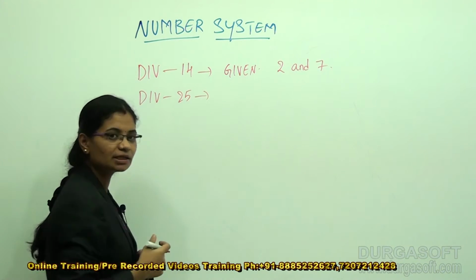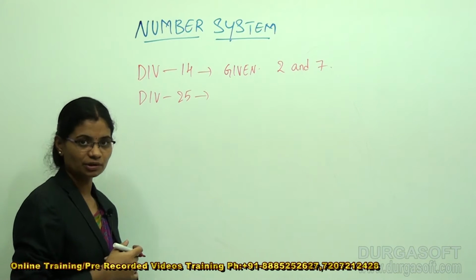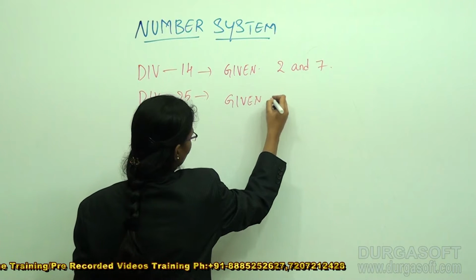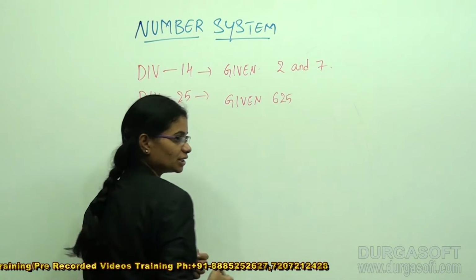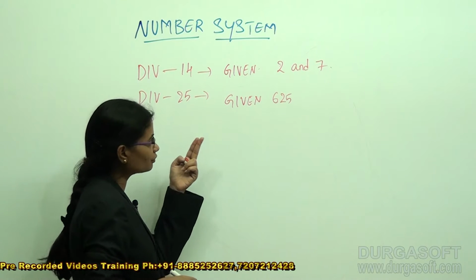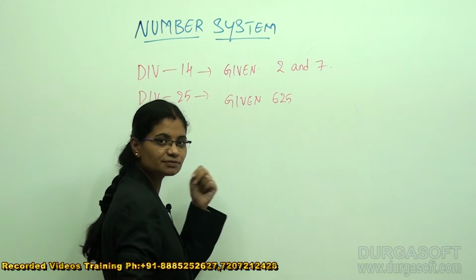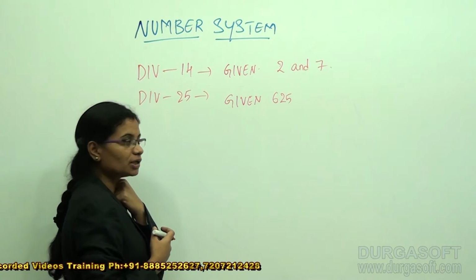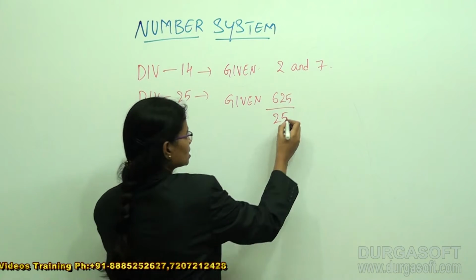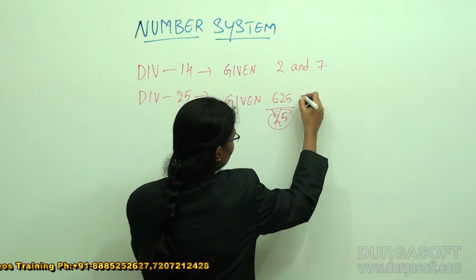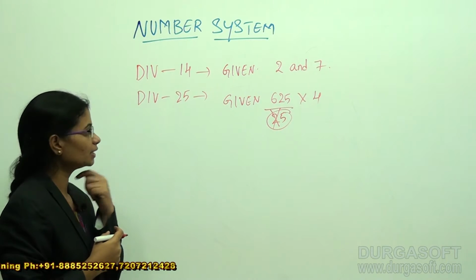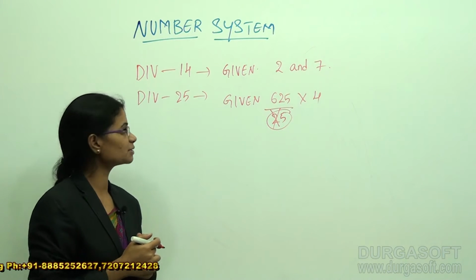Now next, let's go for a divisibility rule for 25. If you want to see whether the number is divisible by 25 or not, just take the given number. For example, 625 is actually divisible by 25, but to check it, there is no need to divide by 25. Just multiply it by 4. Whatever result you get will be the answer for the divisibility rule.